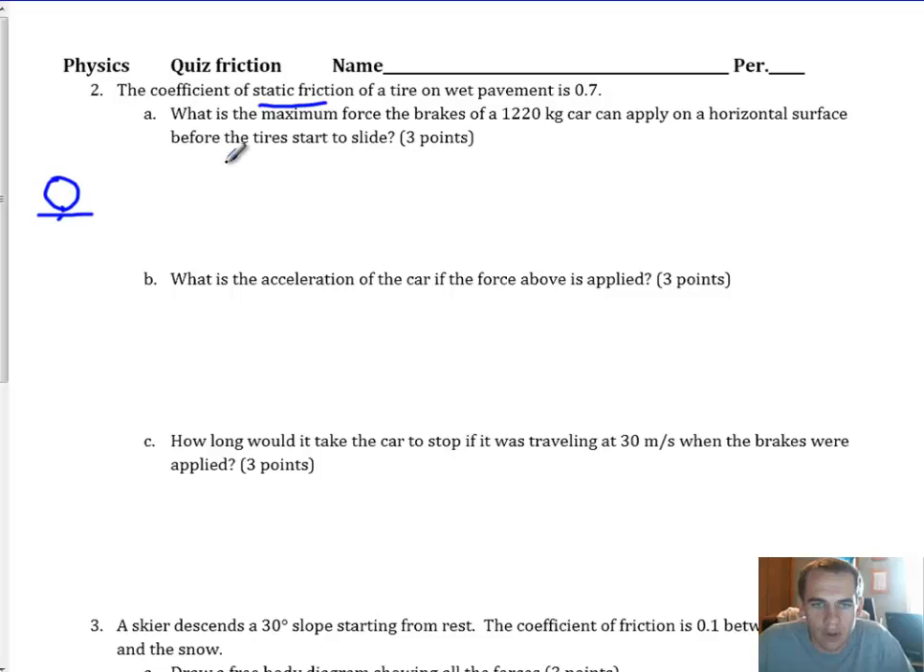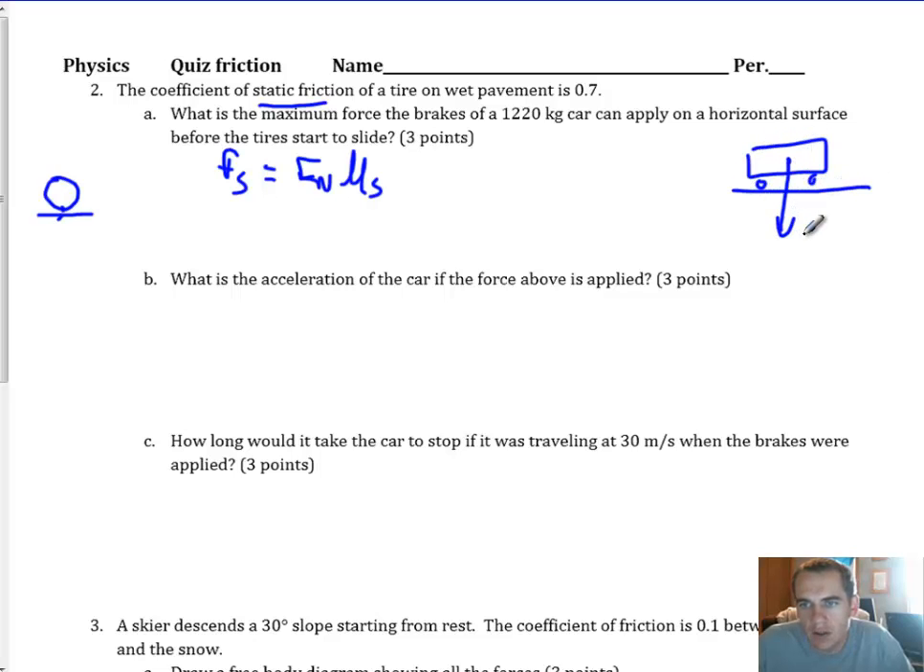All we're looking for then is how big can this static frictional force be? Well, Fs is equal to the normal force times the coefficient of static friction, right? Because if I draw this picture, here's my car driving down the road, and gravity's this way, normal force is this way, and I'm going to assume it's moving this way so I can have my frictional force be backwards. And it's static friction because we're not going to lock up the tires.